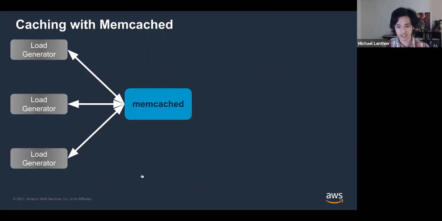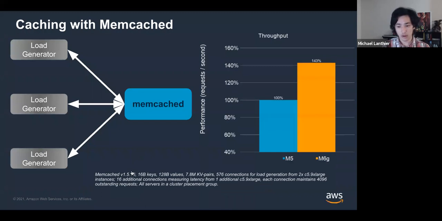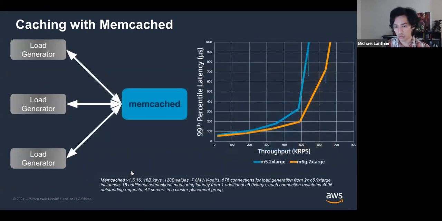Here we tested an instance running memcached with 576 load-generating connections from 3 other instances. And when we were running Graviton2, we were able to see 43% more throughput than when running it on a comparable x86 instance. But when running memcached and these caching applications, we not only want high throughput, we're also worried about latency. We want to provide as low a latency as we can.